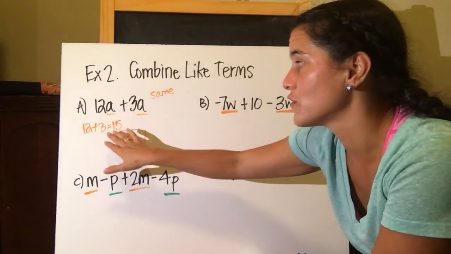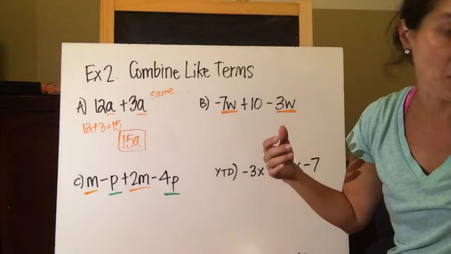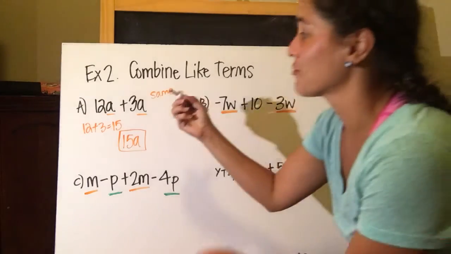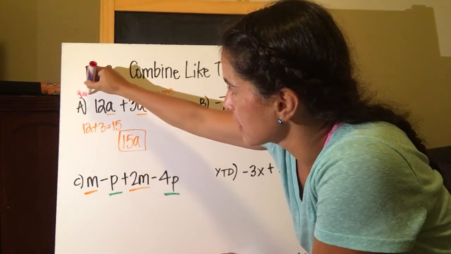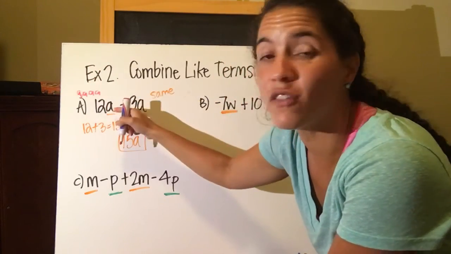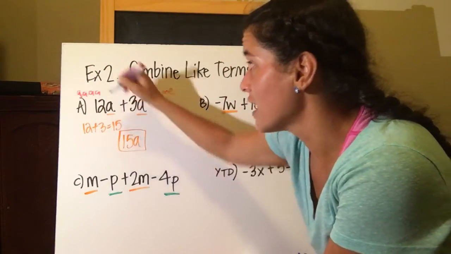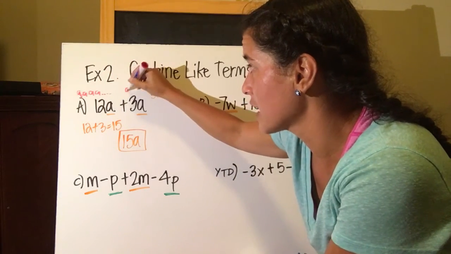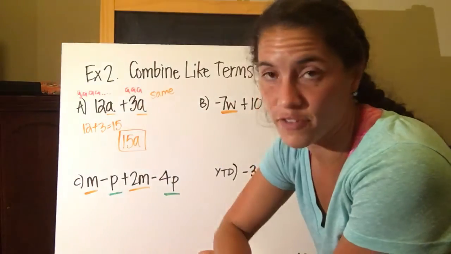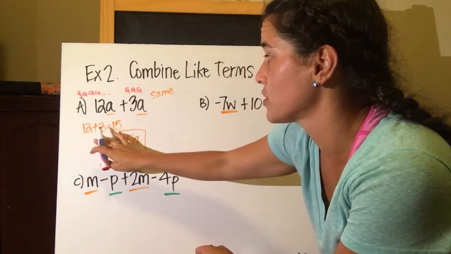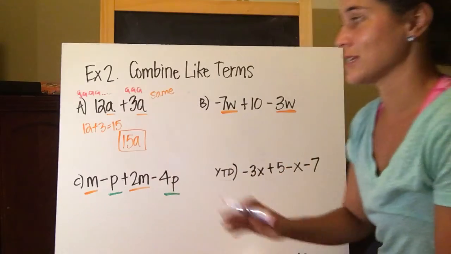12 plus 3 is 15. So I have 15 A's over here. So if I wanted to, I mean I don't want to, but if I wanted to, I could write out 12 A's: A times A times A times A, because 12A means 12 times A, 12 groups of A. And then I could do that 12 times, and then I could add 3 more A's, and all together I'm going to have 15 A's. So you can add 12 plus 3 and get 15. You do not do anything with your A. Your variable stays the same.